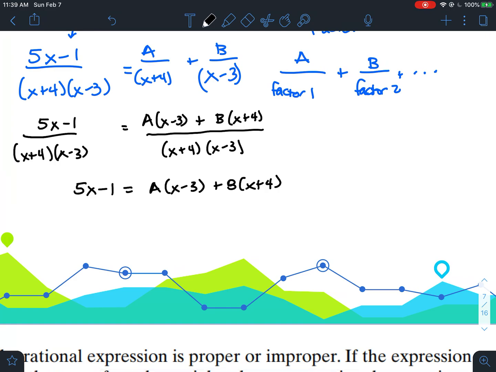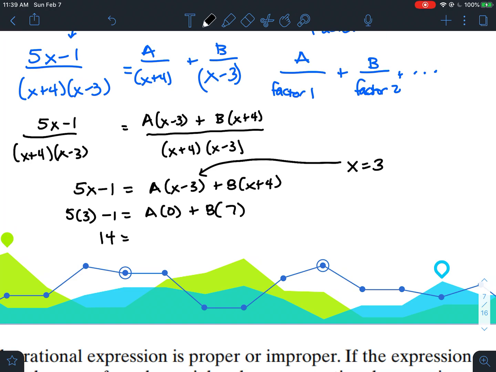Now we're going to be creative on what we plug in for x. I want to make either the A or the B go away if possible, because I only have one equation and two different variables that I'm trying to solve for, A and B. What if I let x equal 3? If I let x equal 3, notice what happens to that factor right there. It becomes 0. So I'm going to plug in 3 for all of my x's. I have 5 times 3 minus 1 equals A times 0 plus B times 3 plus 4, which is 7. So I have 15 minus 1 is 14, so 14 equals 7B, and if I solve for B, I get B is equal to 2.